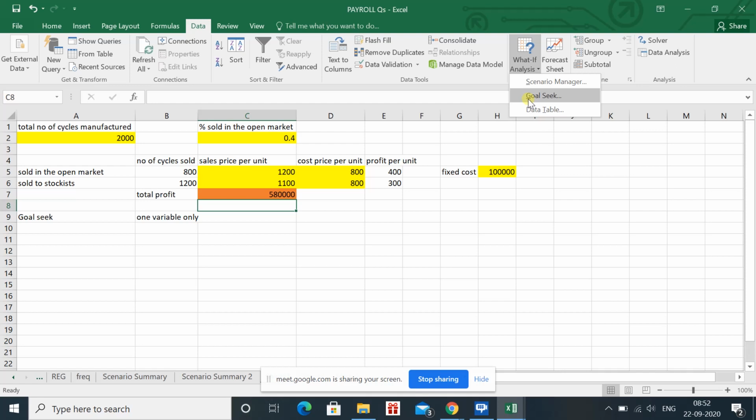So in the current question we will see the change in one input and what will be the impact over the profit in case of goal seek. But when we talk about the data tables, in that case, we can see multiple inputs. Means if I want to change one variable, for that one variable I can get multiple outputs. When you are changing one variable or two variables and want to see multiple outputs, in that case you will apply the data table.